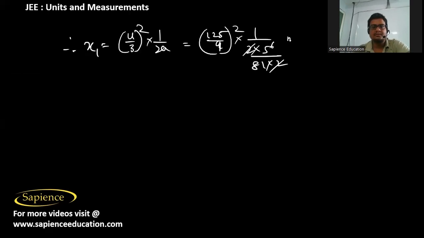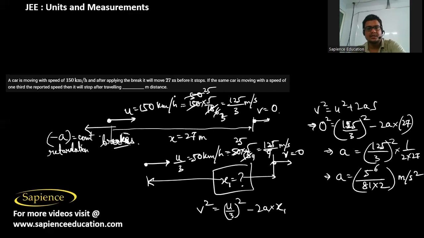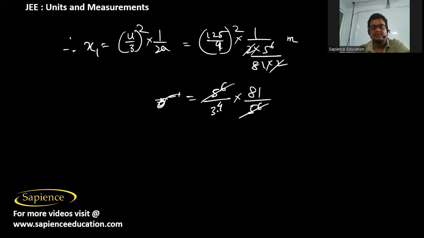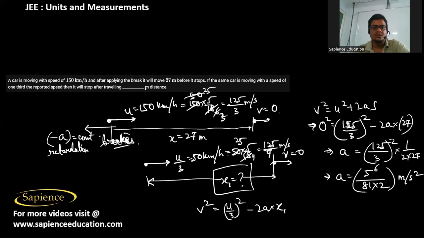This much meters. So in meters only we have to find out. So this will be 125 whole square means this is also 5 cube whole square, that is 5 power 6, by 9 squared. This is 3 square whole square, that is 3 power 4, into 81 by 5 power 6. So 5 power 6, 5 power 6 will cancel, and 3 power 4 is also 81. This will cancel. So this is 1 meter. So at 1 meter distance it will travel and then it will come to a stop.